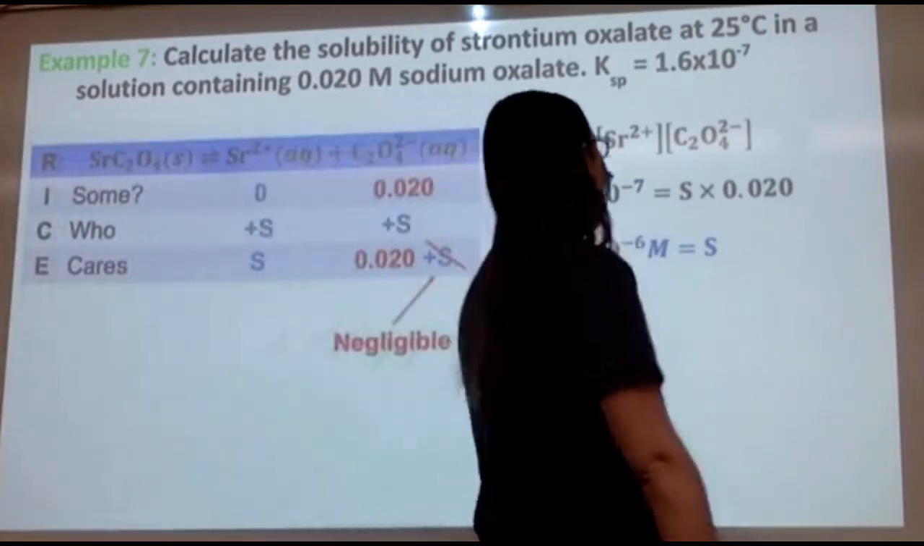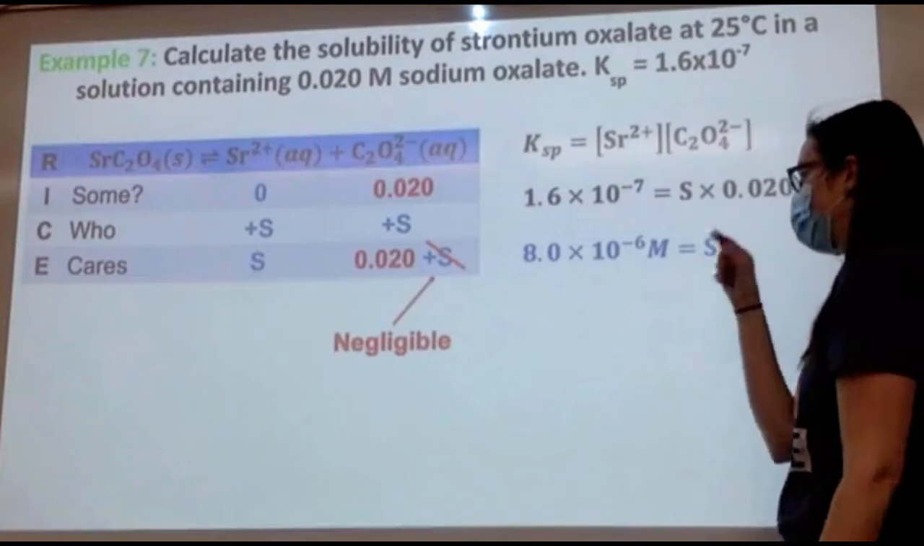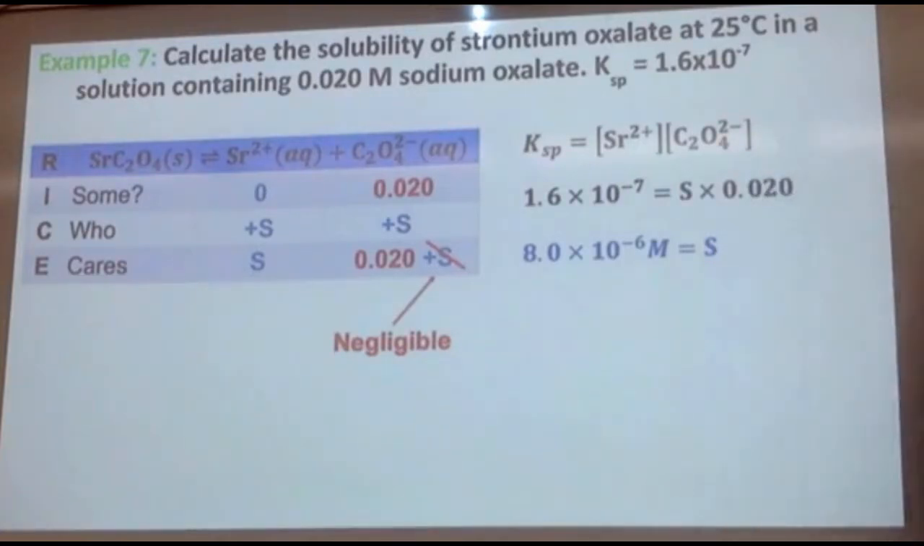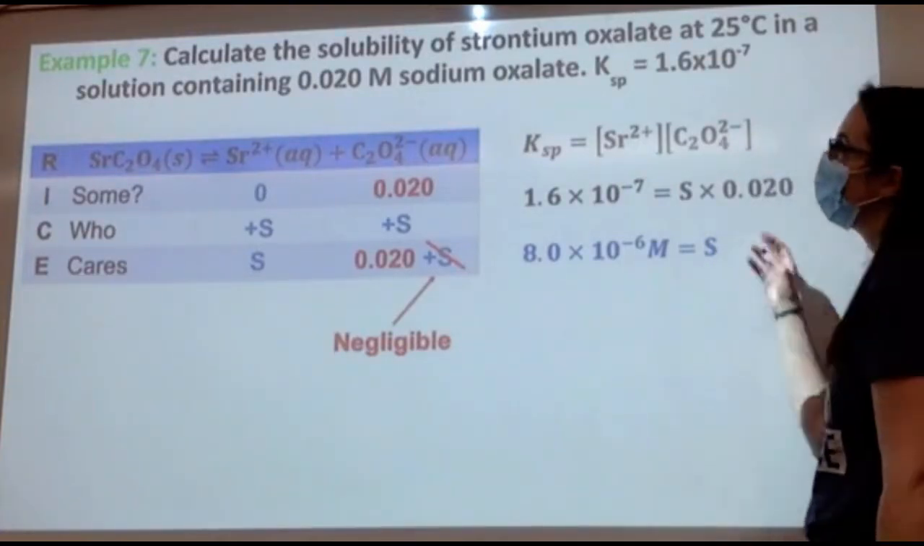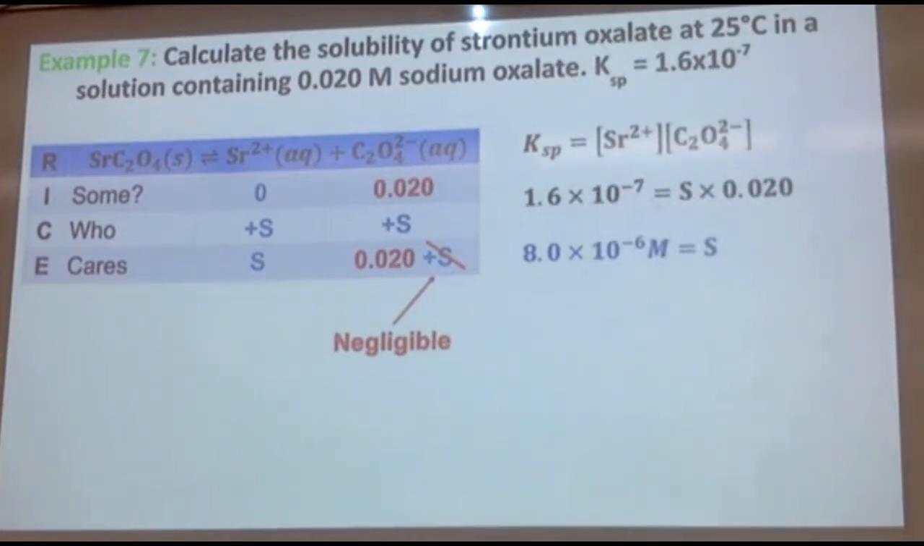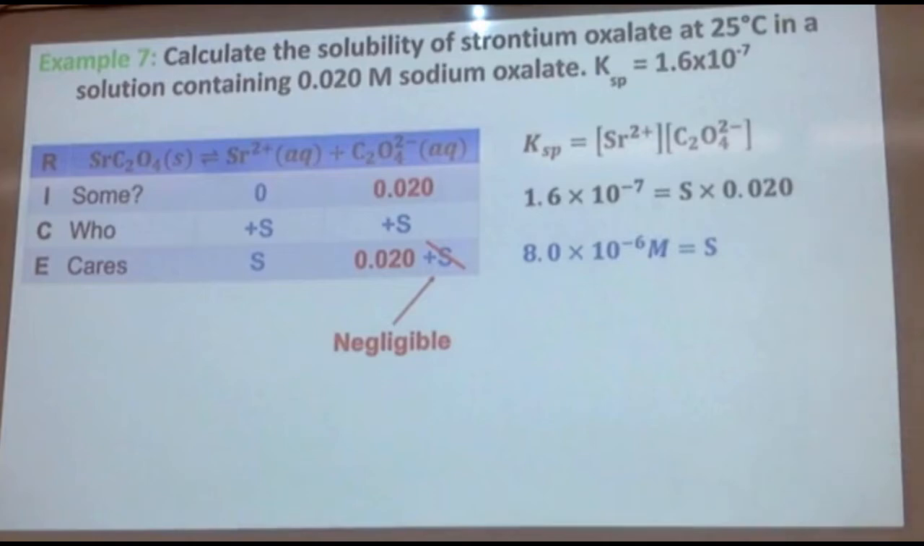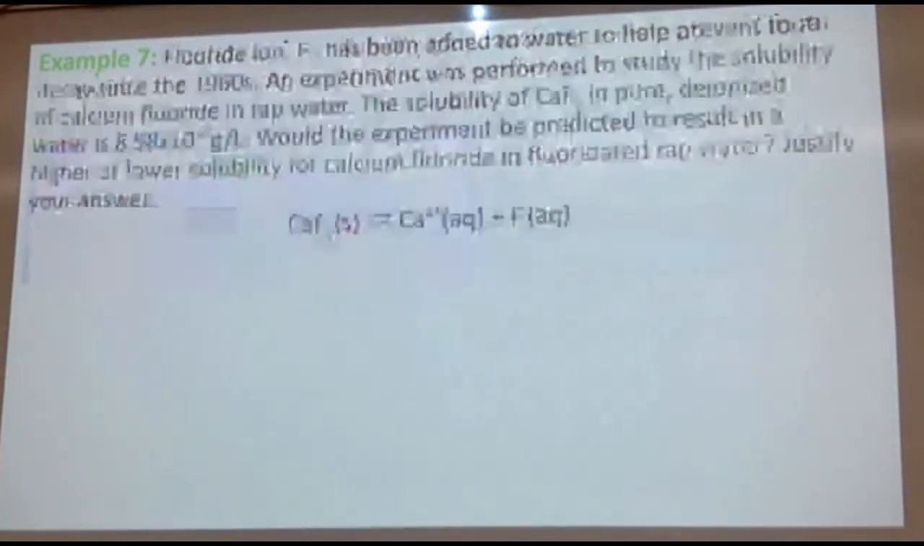So when we plug it in, Ksp equals S times 0.02. And we solve, we get 8 times 10 to the -6 molar, or moles per liter. When you calculate solubility out of Ksp, it's moles per liter or molar. Either unit that you pick is up to you, but you have to give one of those two. Questions on this example? This is a College Board-like practice question, so you can see not much more than what we were doing yesterday.